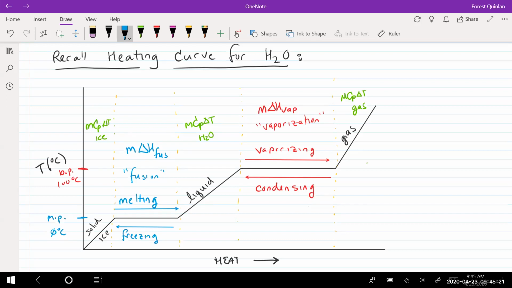Hopefully all this is kind of intuitive, but it's very important that we take a look at the fact that over these phase changes, some equations look very similar here with our green MC delta T's. What will change is that heat capacity, that CP.